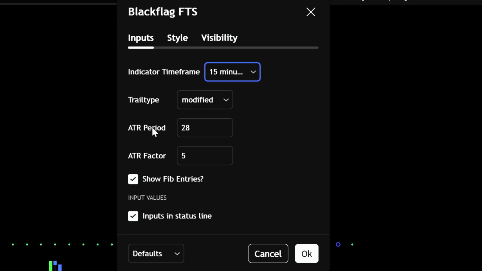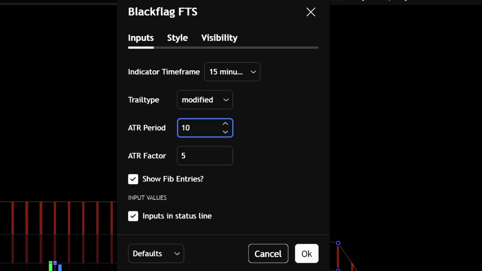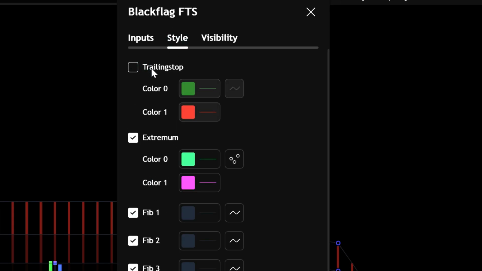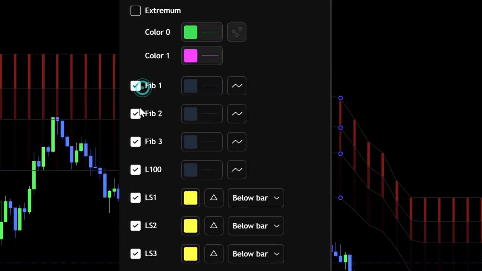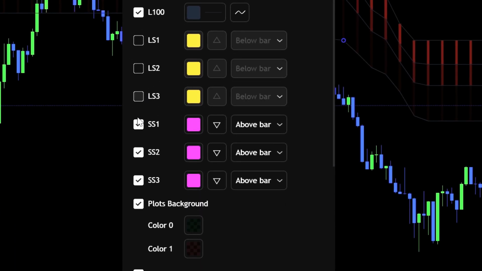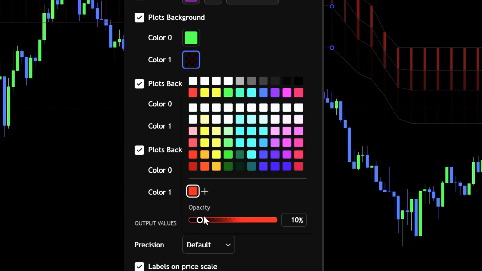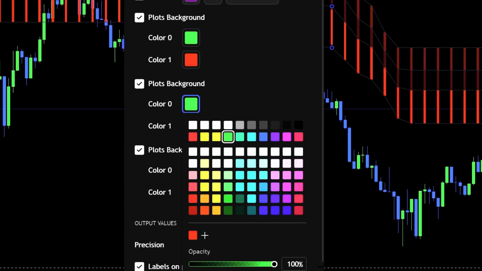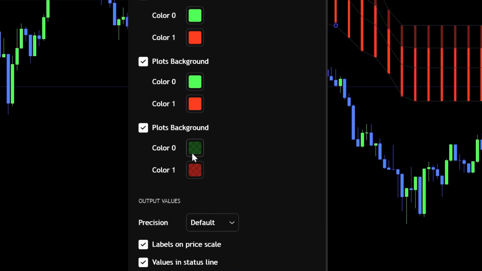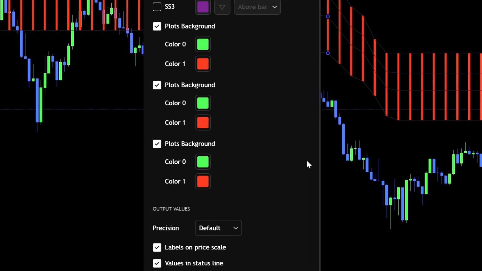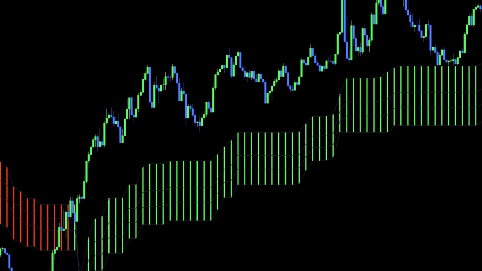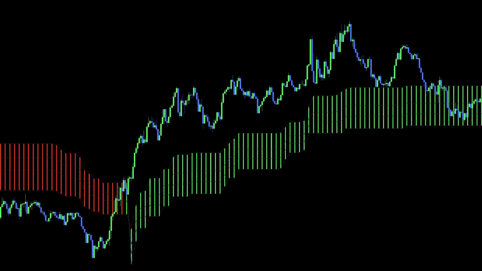Next, set the ATR period to 10. Leave the factor at 5. Now click the Style tab. This is cluttered. We want a surgically clean chart. Uncheck every single box except for the Fib options and plot backgrounds. Then click OK. Look at the difference. Now we have a clear dynamic map of our trend.